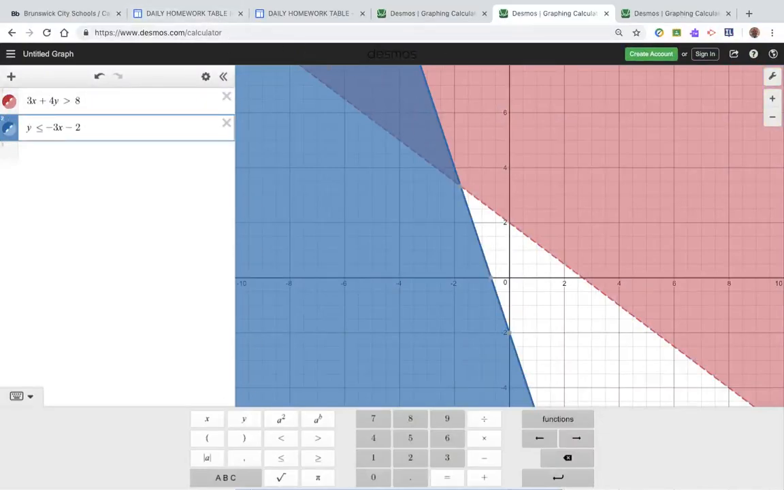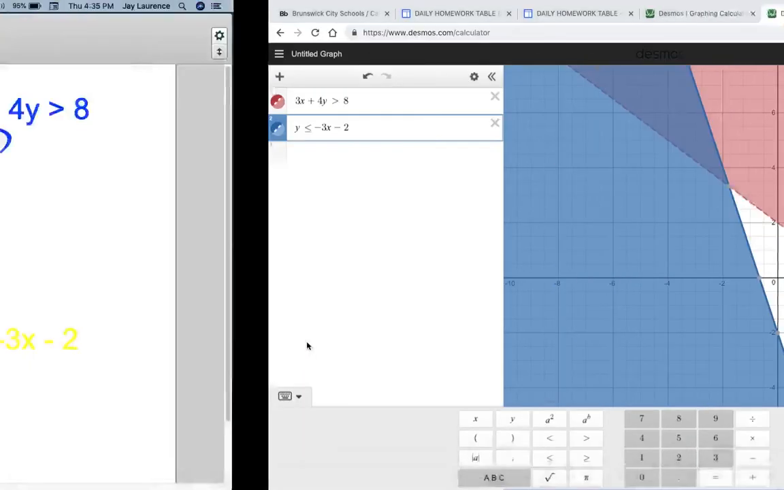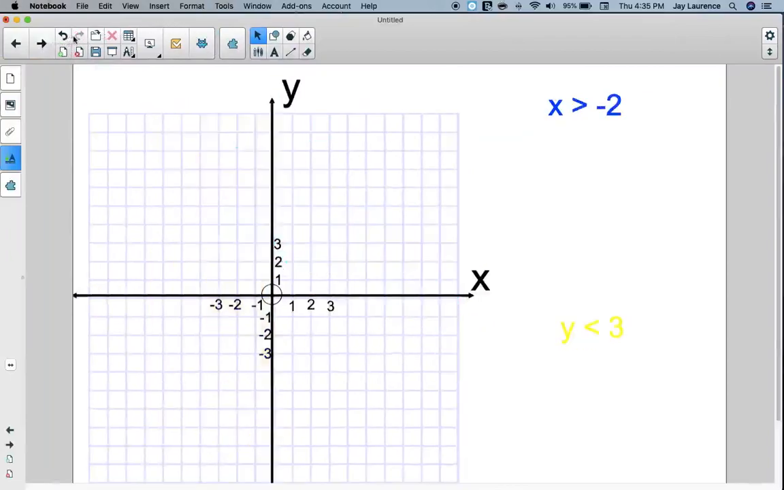Okay, I got one more example for you that I want you to try. Again, I want you to pause the video and try it on your own. This one is pretty easy. Okay, here comes my solution if you haven't done it yet.